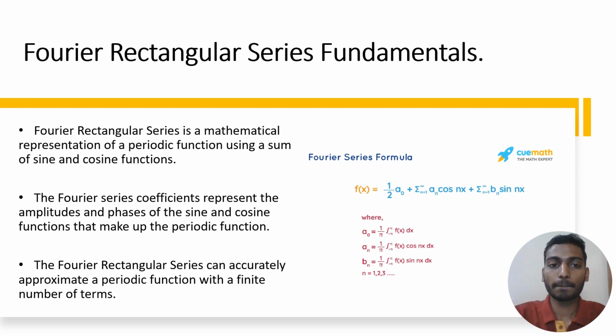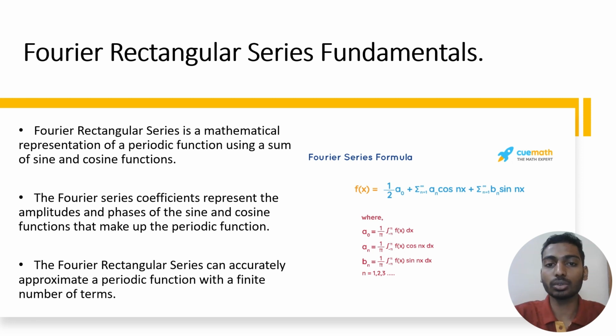Now the formula for the Fourier series is f of x is equal to 1 by 2 a naught plus summation from n equal to 1 to infinity a n cos nx plus summation from n equal to 1 to infinity b n sin nx, where a naught is equal to 1 by pi integral, limits varies from minus pi to plus pi, f of x dx.